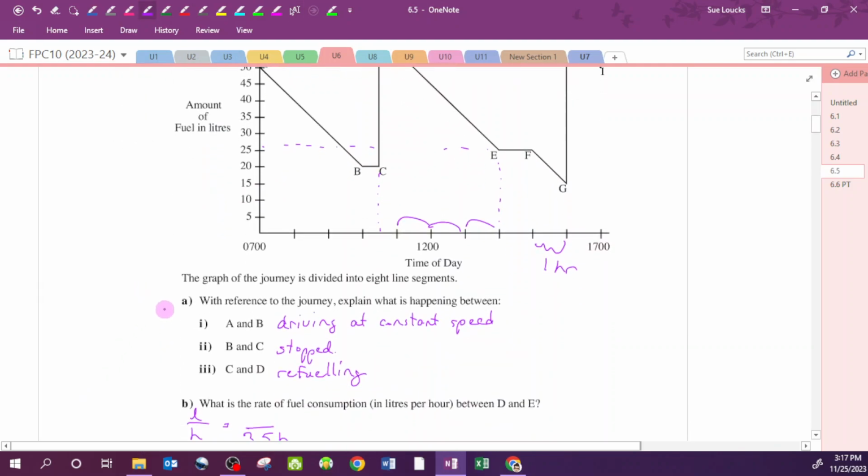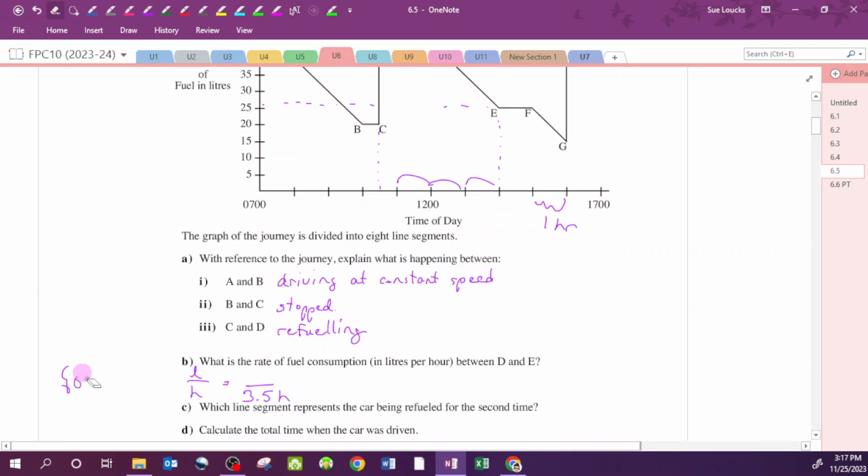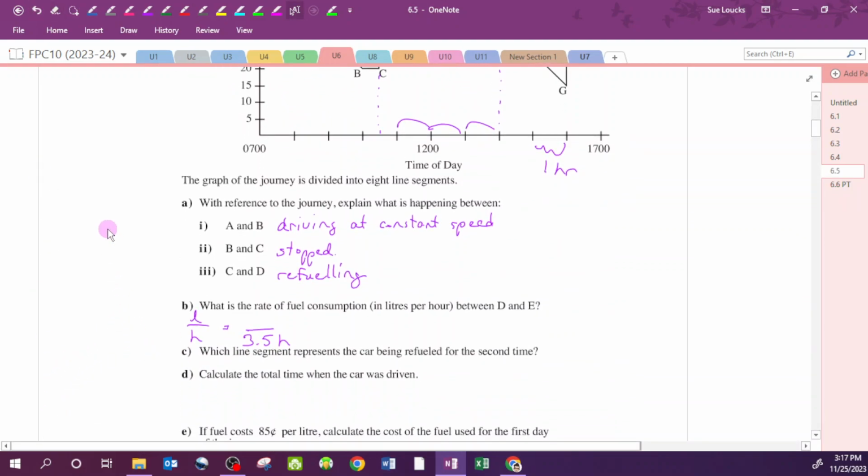So 60. Okay, apparently you can't scroll at the same time you're writing on it, or it does not work. Okay, 60 minus 25 equals 35. So that's going to be 35 liters in 3.5 hours. And if I just do that division, 35 divided by 3.5, I get 10 liters per hour.